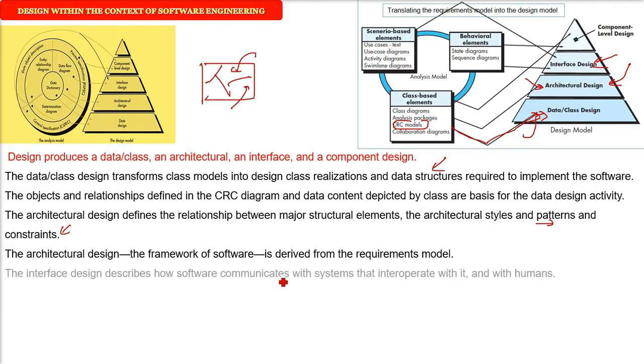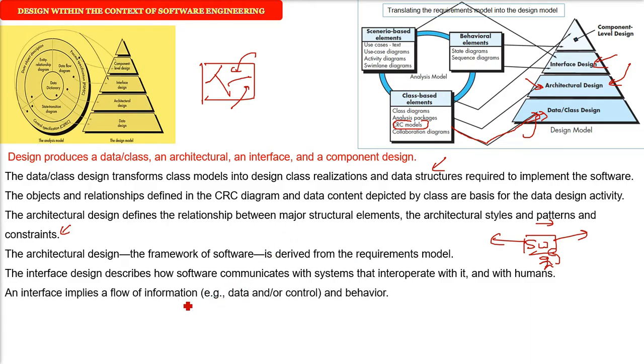The interface design describes how software will communicate with the system which it is going to interoperate with. Because software may be working with, say, database, some networking, some TCP/IP here and there. So it has to interoperate. And along with the human, these are the main key parts. So an interface implies a flow of information, that is how the data is flowing, how the control is flowing. It is all about the behavior, how the software is going to behave for each action, the snapshot. Then comes the input, usage scenarios and the behavioral models, these are the basis for the interface design.